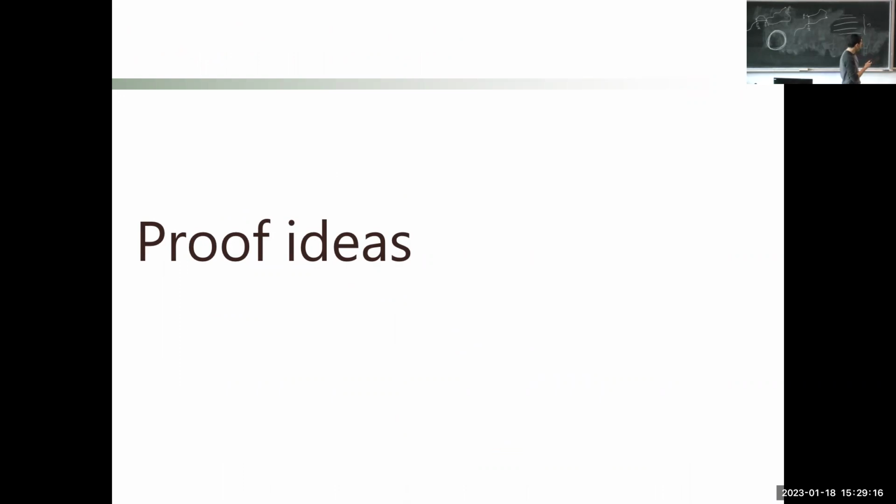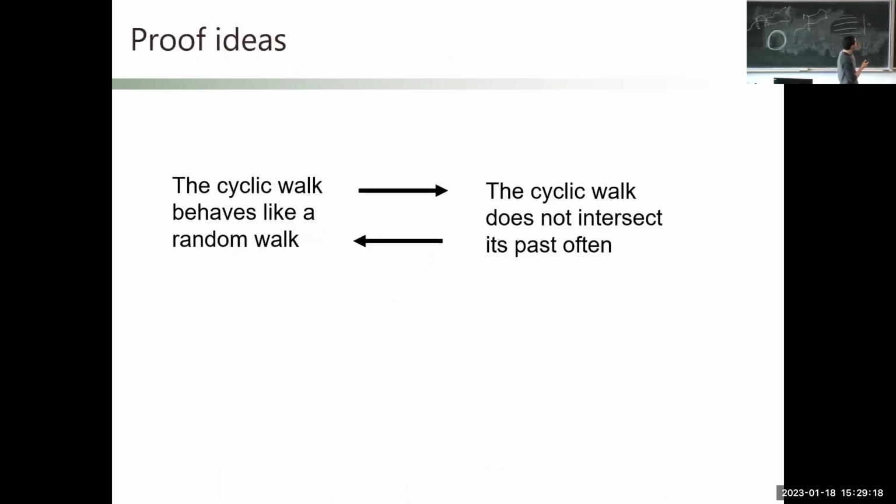Okay, so it is known that the higher the dimension is, the less intersection a simple random walk will have with itself. And remember that every time you intersect your past, you interact with it. And so the less intersection you have with your past, you expect it to be easier, because the cyclic walk will behave more like a simple random walk. So in some sense, this is the idea of the proof.